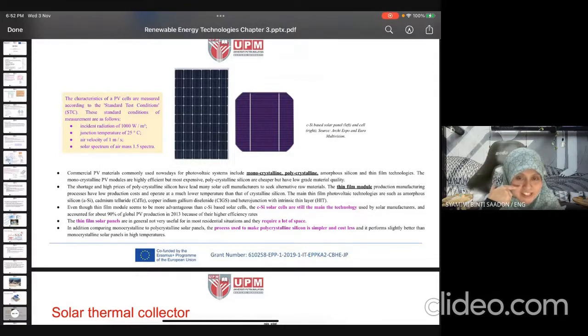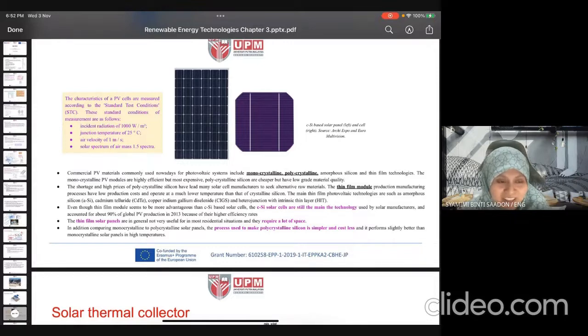CSI is crystalline, monocrystalline or polycrystalline. Commercial PV materials normally use monocrystalline or polycrystalline cells. There are also amorphous and thin film technologies like I mentioned just now.